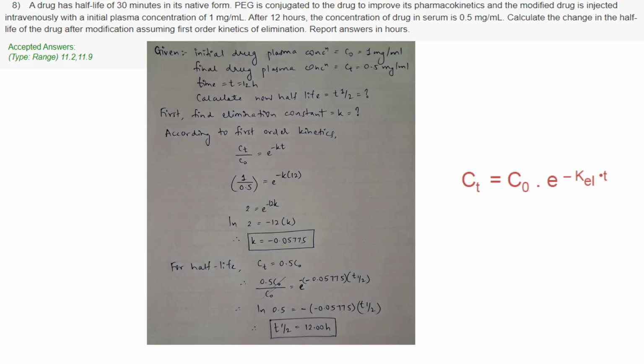Further, we have to calculate the new half-life. For the half-life expression, your CT will be half of C naught, since half of the drug has already been eliminated. That is the definition of half-life of any drug, where half of the concentration of the initial drug is already gone. So your CT will be 0.5 C naught, and you put that again in the same expression, where now you have the value of K and you just have to calculate T half. If you solve this expression, you will get 12 hours.